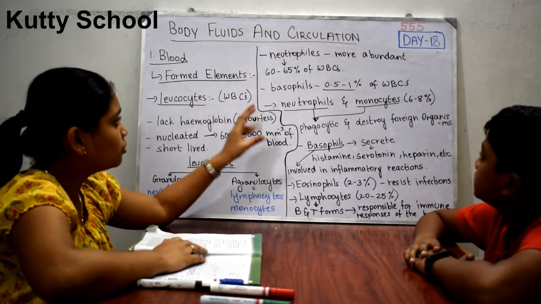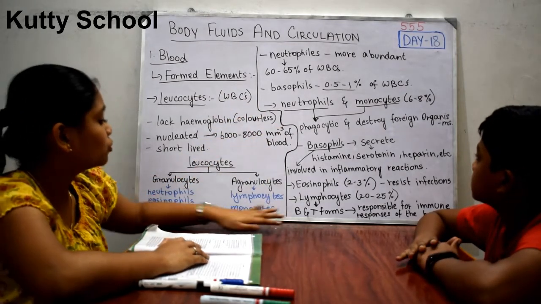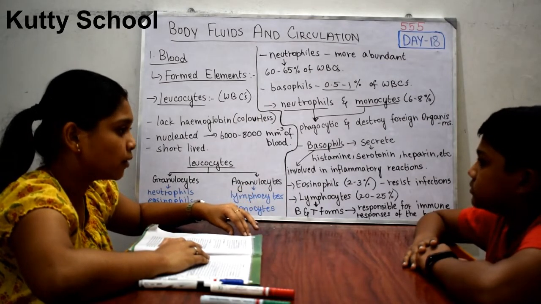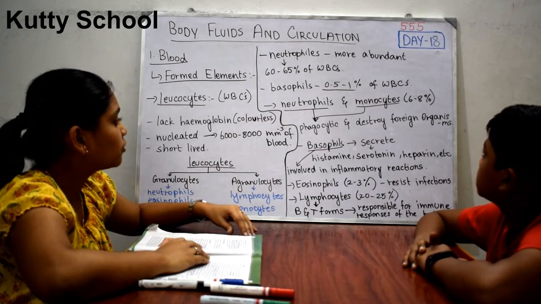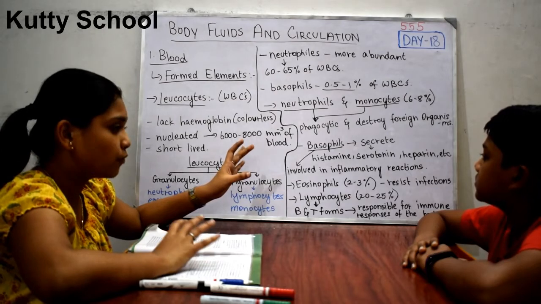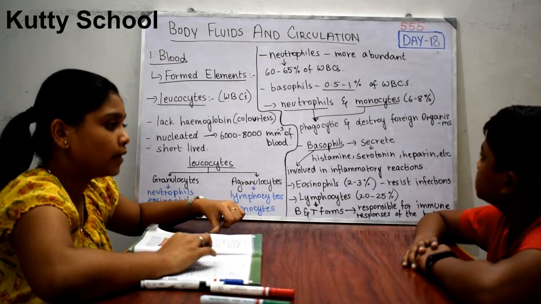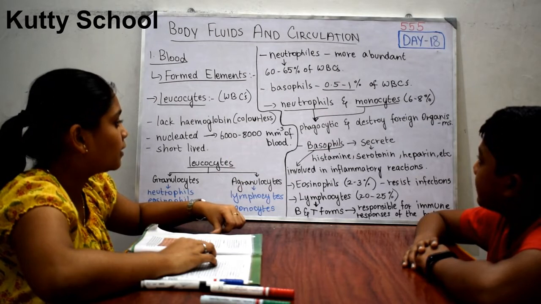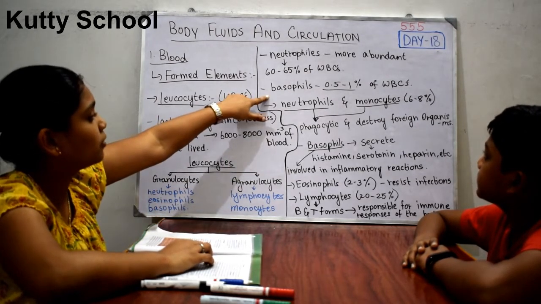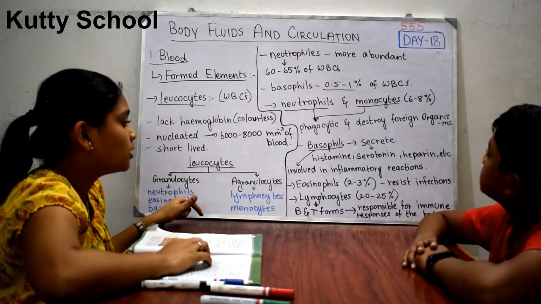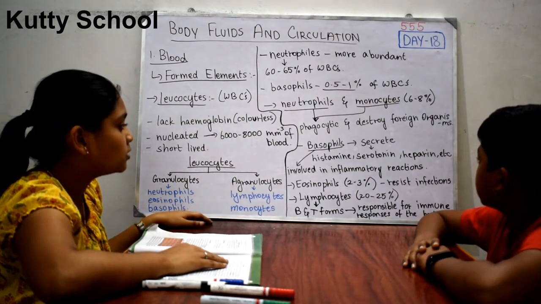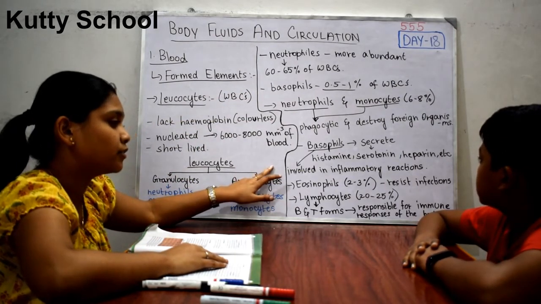Monocytes are under agranulocytes. These monocytes are 6 to 8% of WBCs. Neutrophils and monocytes are phagocytic in nature. They destroy foreign organisms. Basophils, which consist of 0.5 to 1% of WBCs, secrete substances called histamine, serotonin and heparin. These are involved in inflammatory reactions.